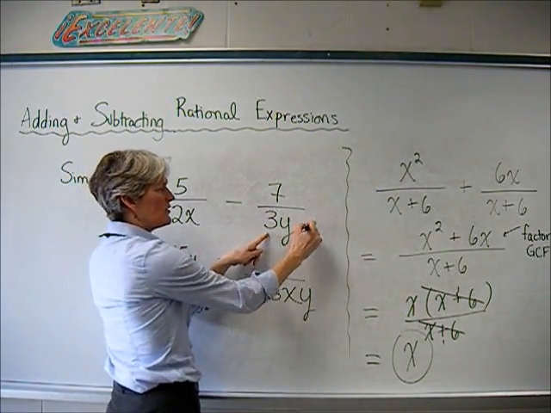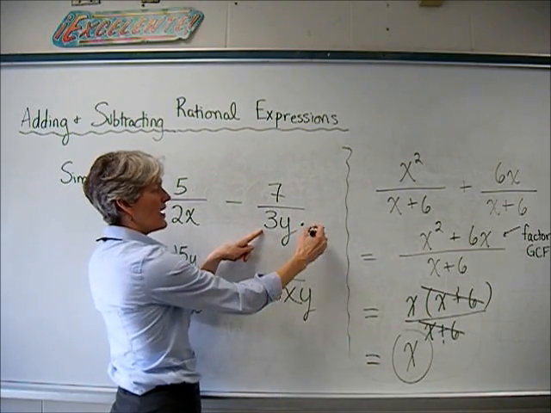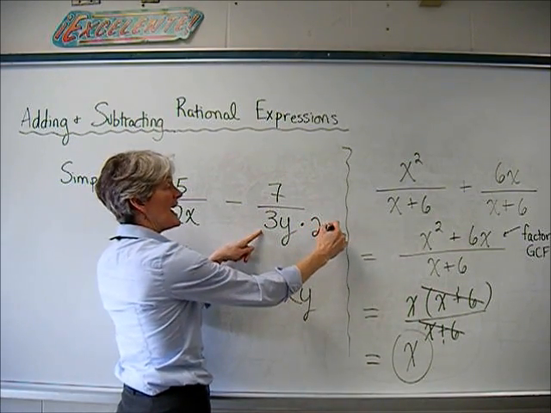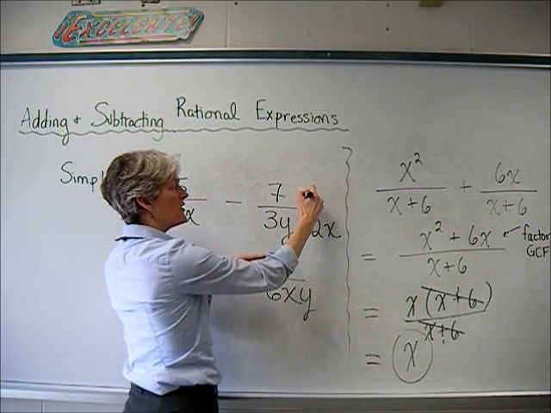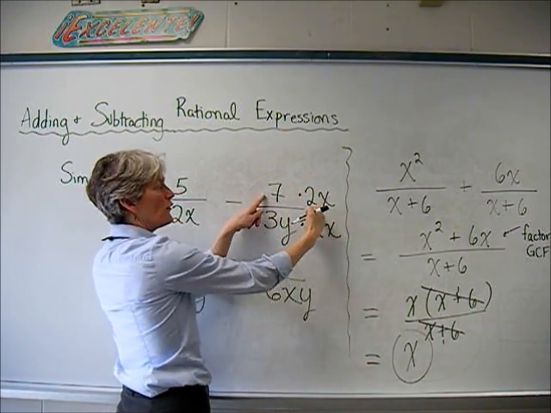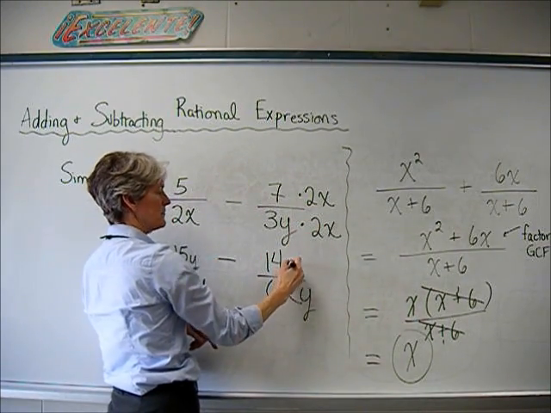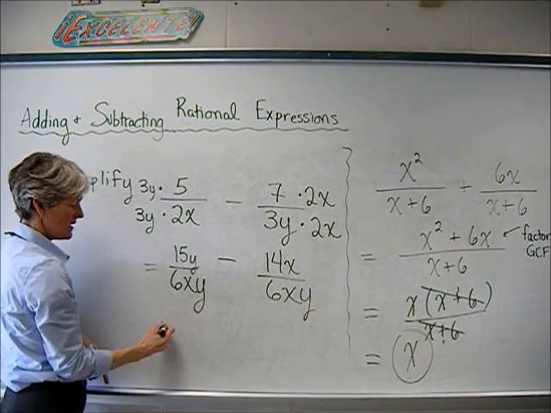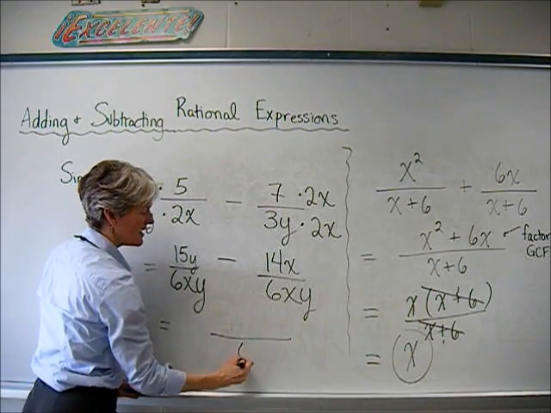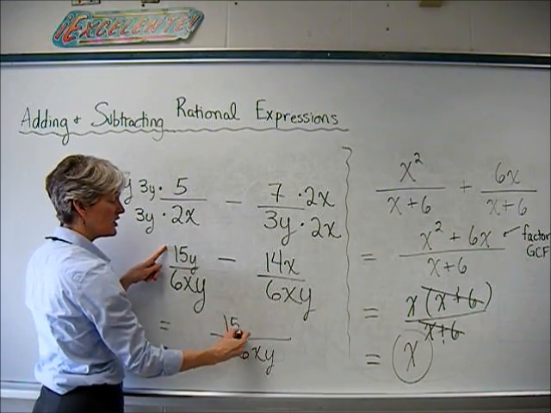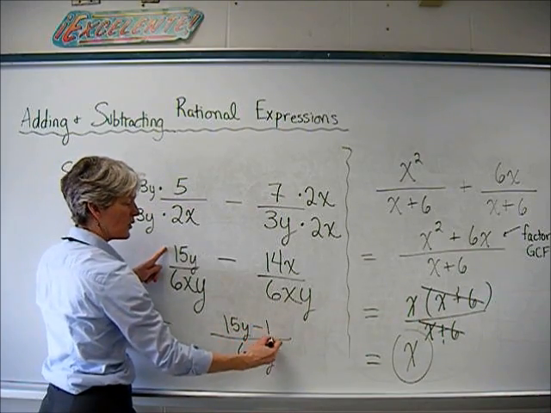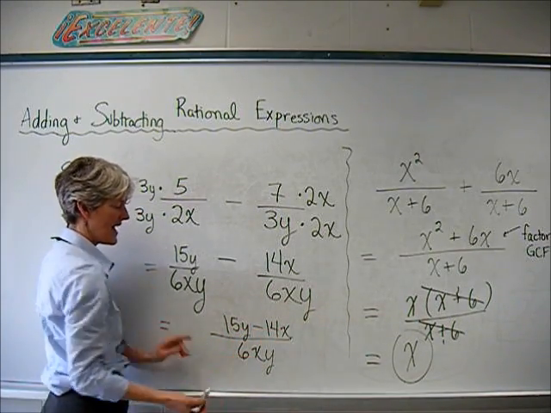All right, what do I do to this to turn it into a 6xy? Well, let's see, I want to multiply by 2 and x. Whatever I do to the denominator, I do to the top. 14x. Okay, now that I have a common denominator, I can just subtract. Those are not like terms, so I'm just going to write it like that.